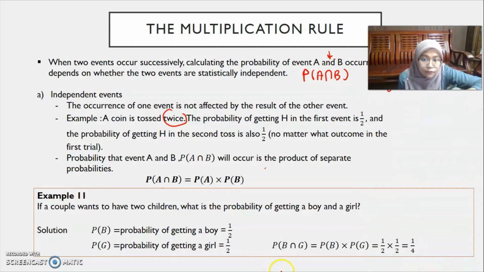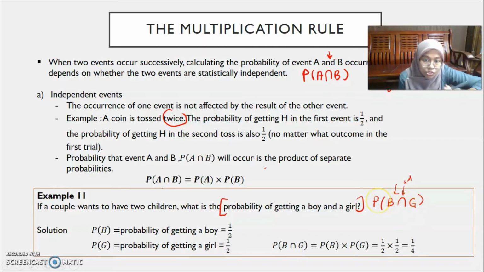If a couple wants to have 2 children, what is the probability of getting a boy and a girl? This is the question. We need to find the probability of getting a boy intersect with G. B is for the event of getting a boy, G is for the event of getting a girl. So we need to find the probability of B intersect G, the probability of boy and girl. For this case, we need to use the multiplication rule.